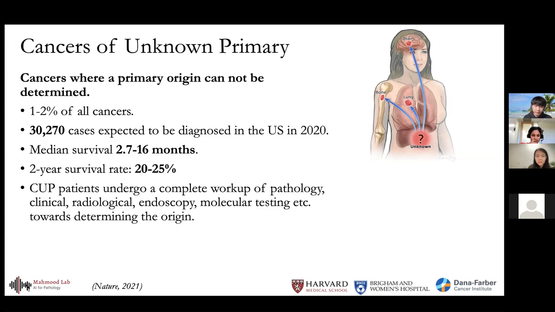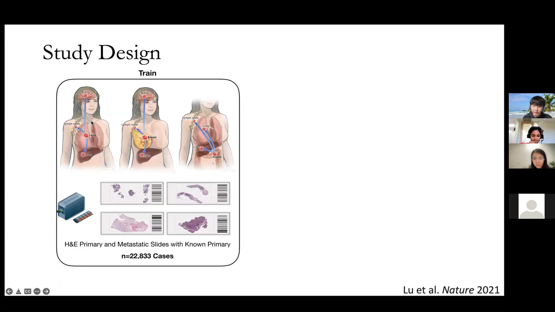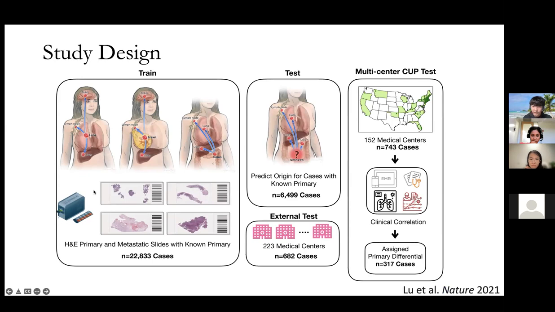So the study design is such that we develop our method using over 2,200,000 patient slides of primary and metastatic cancers of known primary. This dataset was curated from both our internal pathology archive as well as public data sources such as CPTAC and TCGA. We then evaluate our model on a held-out test set of around 6,500 cases, as well as an external test set of cases submitted from US and international medical centers. And lastly, we were able to identify a multi-center dataset of CUP cases, of which 317 out of the 743 in total had a primary differential assigned. So we used these cases to assess our model performance on CUPs.